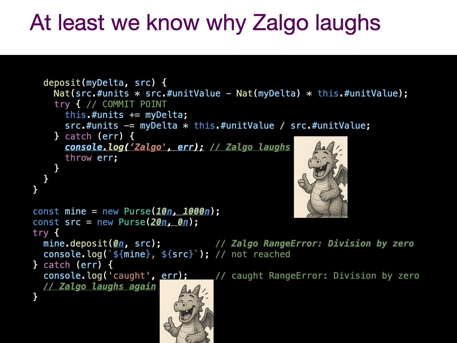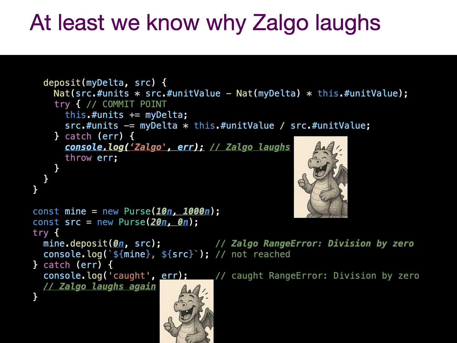But again, if we don't know what the problem is, we don't know what to do to repair the state without an extraordinary amount of extra bookkeeping. So the most we can do is log it, or try to do some kind of diagnostic log that ultimately makes it back to the developers, so that at least we know why Zalgo is laughing at that point.